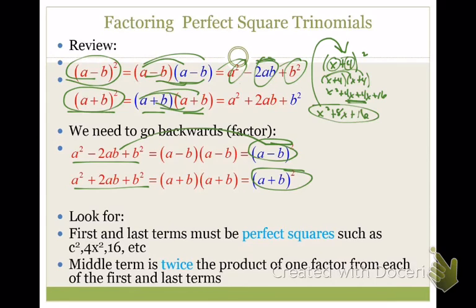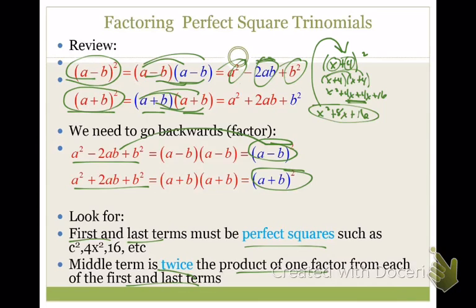Okay? Now, how do you know that you have a perfect square trinomial? Well, the first and the last terms have to be perfect squares. We have to be able to square root them and get whole numbers and all that kind of stuff, just like we did with the difference of squares. But the difference here is there is a middle term. And the middle term has to come from being twice the product of one factor from each of the first and the last terms. That's a lot of words.